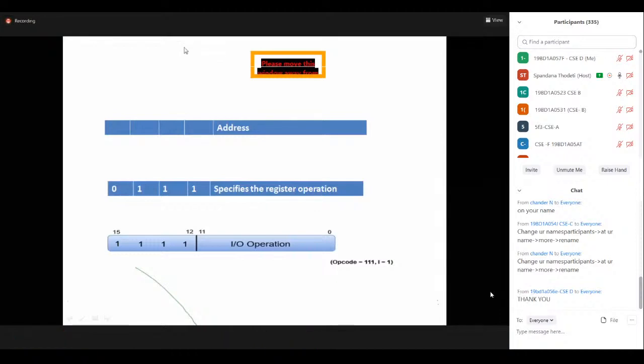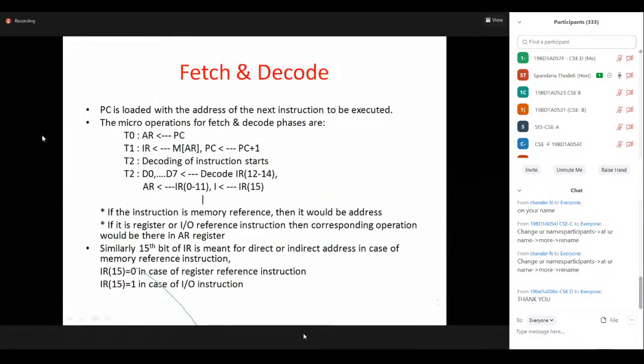If it is 0, 1, 0, 0, 0, 1, it can be LDA operation, STA operation. All these memory reference instructions we have seen in the previous class, right? So if this instruction register holds a memory reference instruction, how to tell whether it is memory reference or not? That I will explain. So assume that if your IR contains a memory reference instruction, then these 12 bits, 0 to 11 bits, specify the address of the operand, specify the memory location.